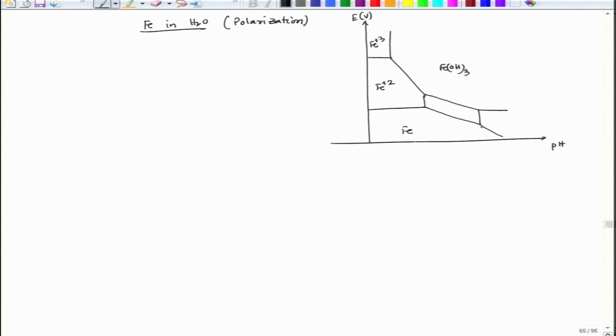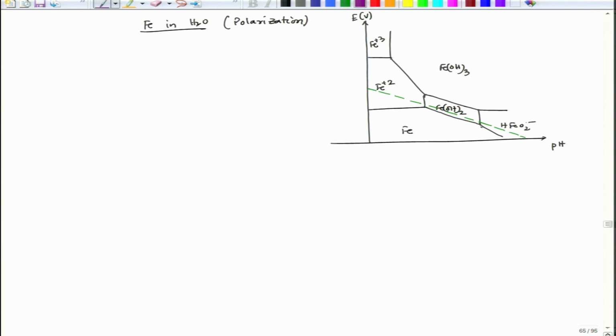And this is the iron region, this is HFeO2 minus, this is Fe(OH)2, and these are the positions of different phases. We have already talked in detail about this particular Pourbaix diagram in phase 1. So, there are two more lines. One is the hydrogen evolution line, and there is one more line which corresponds to the oxygen evolution line.